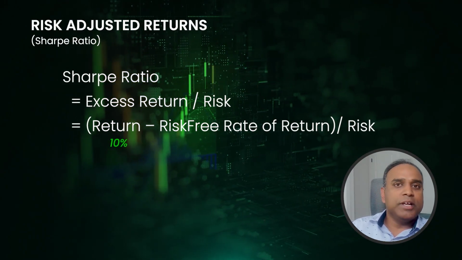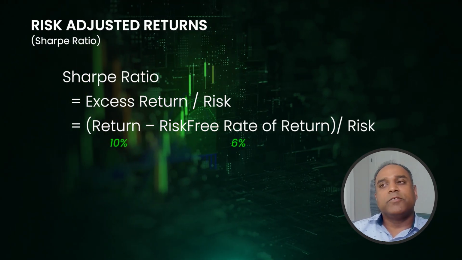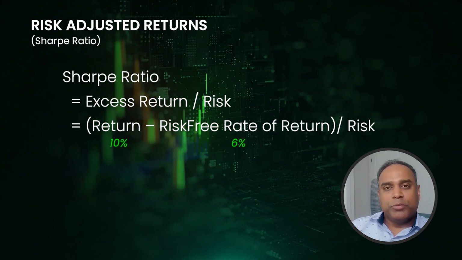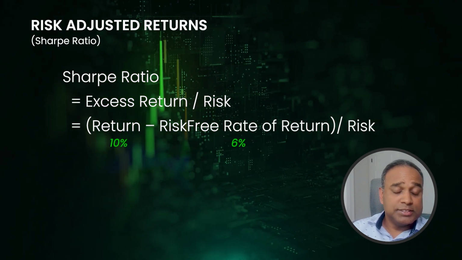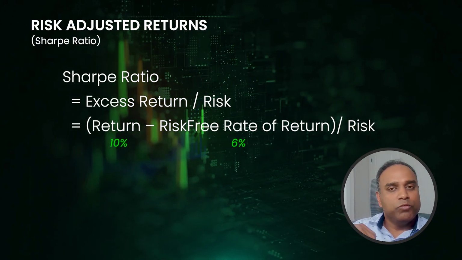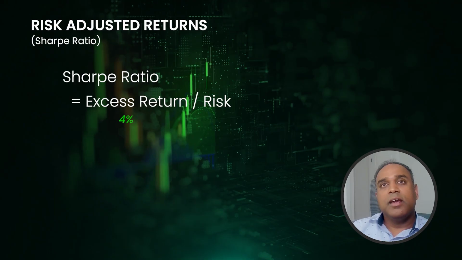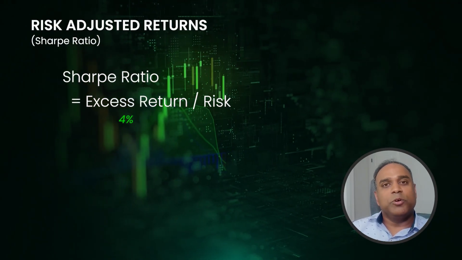Now, if you put that money into a fixed deposit in India, you may get 6%, let's say, return. That's a risk-free return. So if I put it in the stock market, I get 10%. If I put it in a fixed deposit, it's 6%. So 10 minus 6, 4 is the excess return. So 4% is the return I'm getting from the stock market additionally for a certain amount of risk I'm taking.